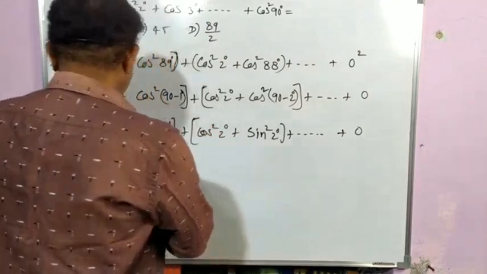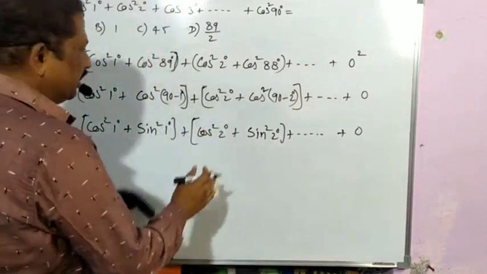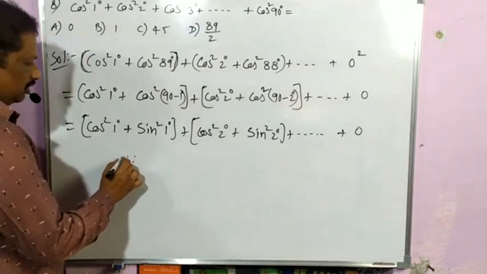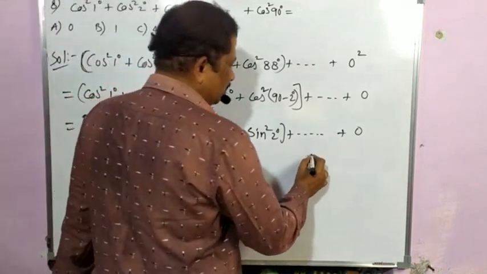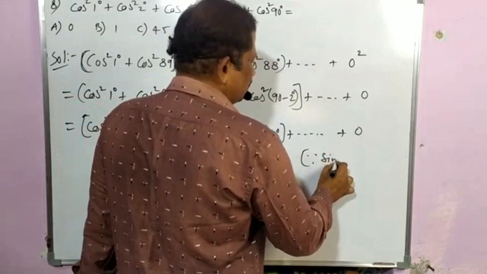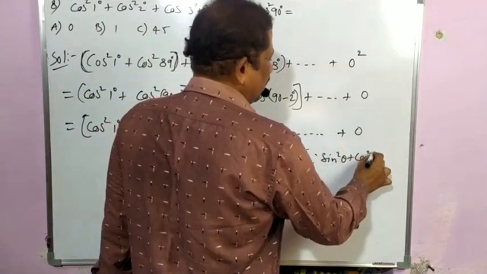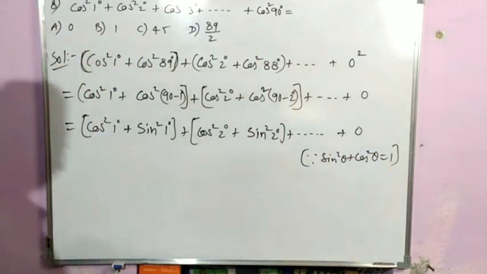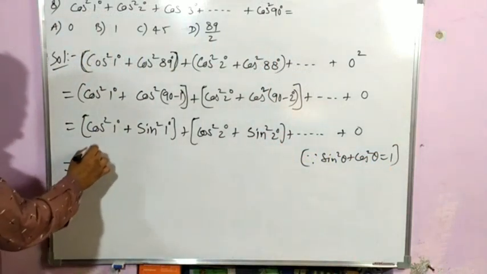So how many sets do we have like this? We know this is in the form of sine square theta plus cos square theta, the identity. Its value is 1.